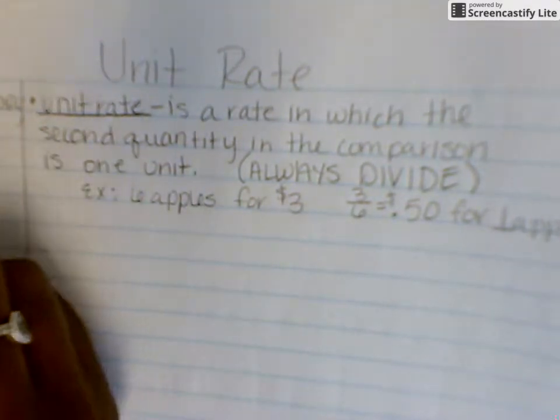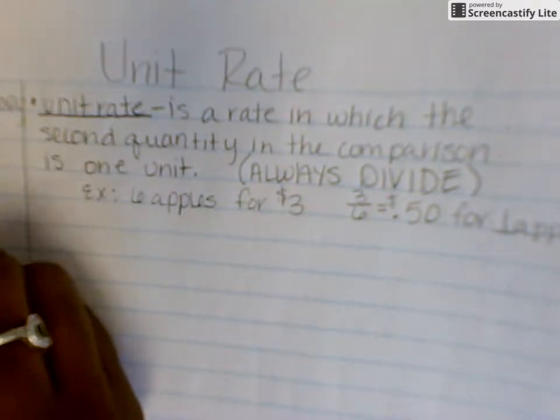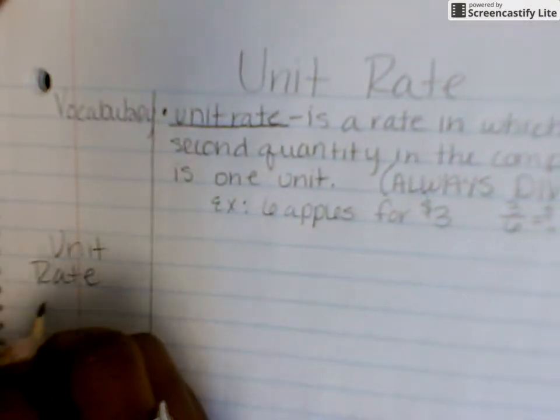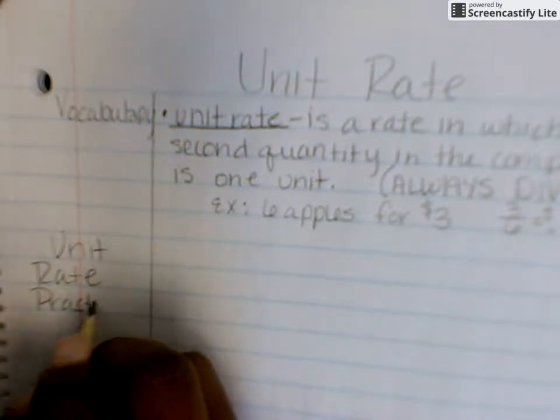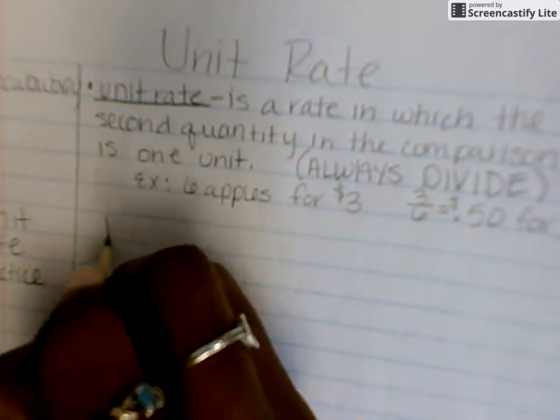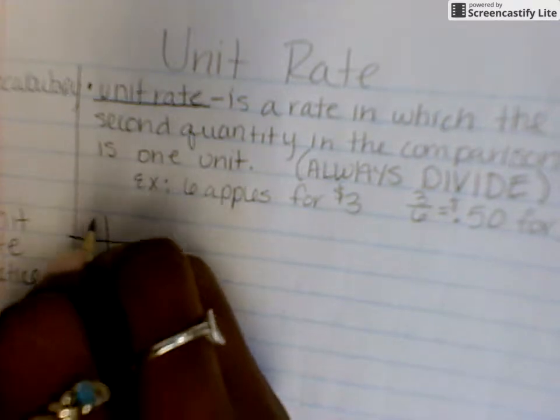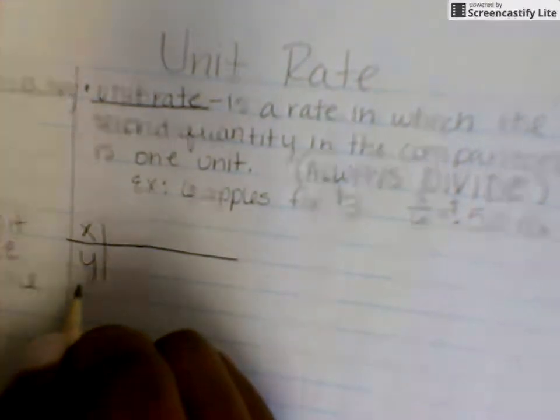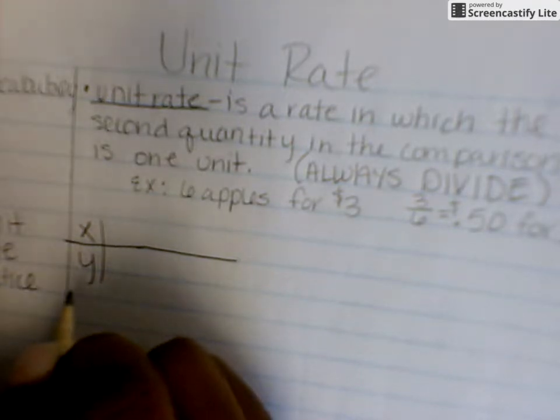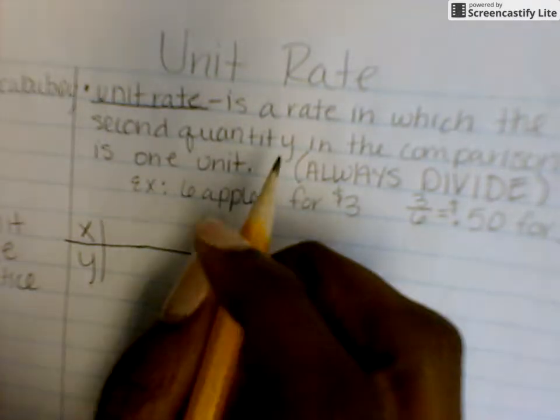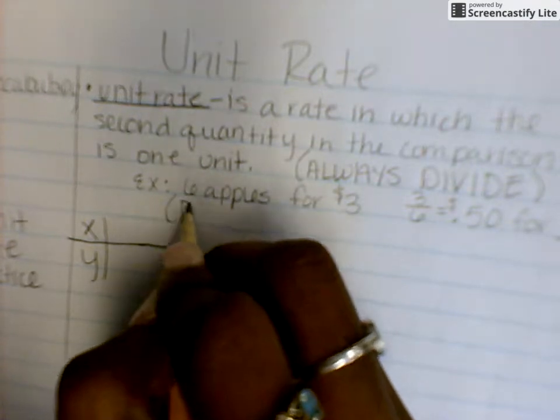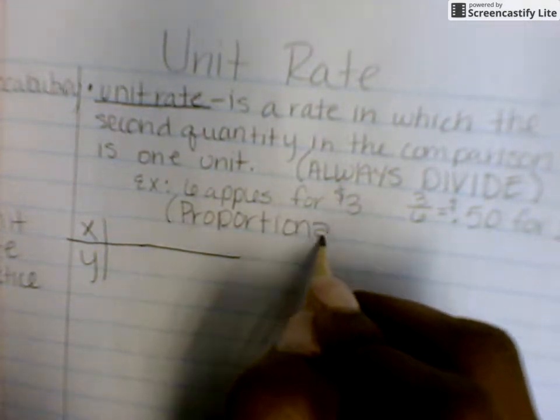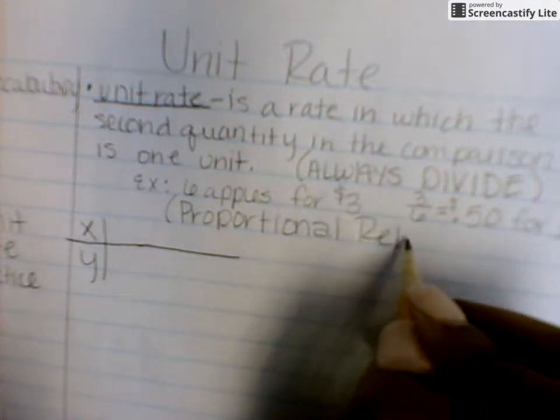Then we're going to do some practice. Unit rate practice. We're going to make us a nice little table. Now remember, I said that it's a triplet with direct variation, proportional relationship, and unit rate. They're triplets, which means that this is proportional. Unit rate is proportional. It has a proportional relationship.